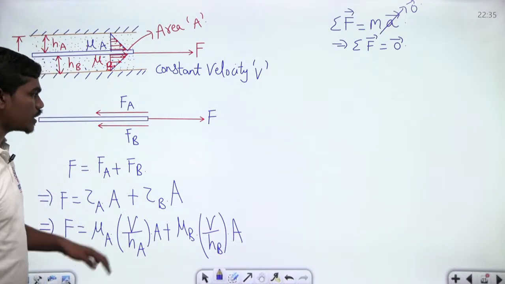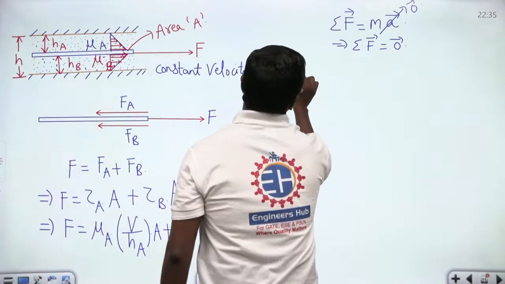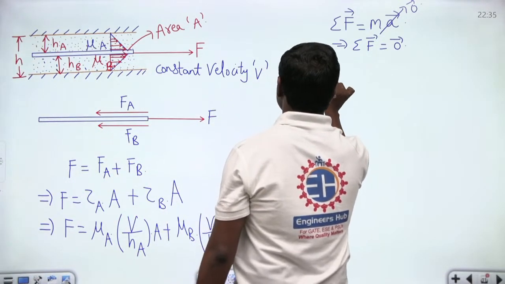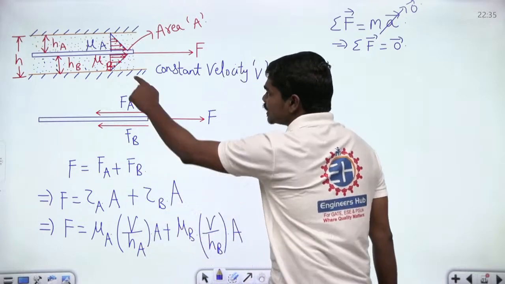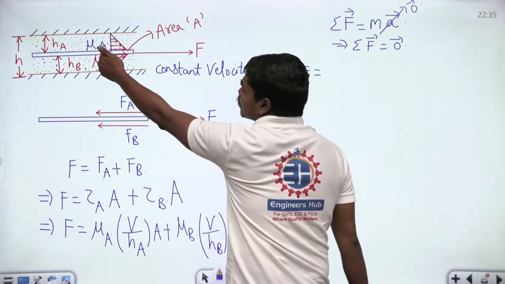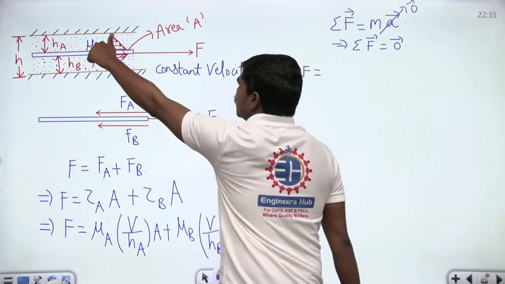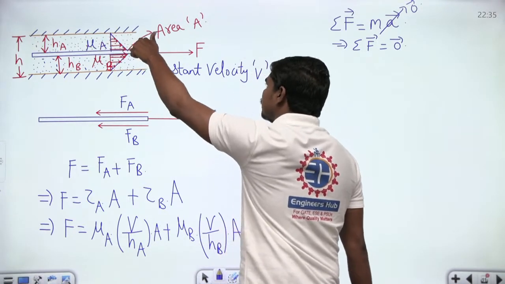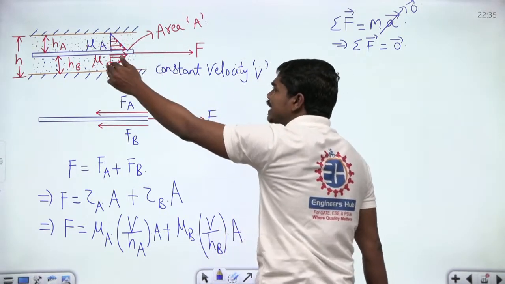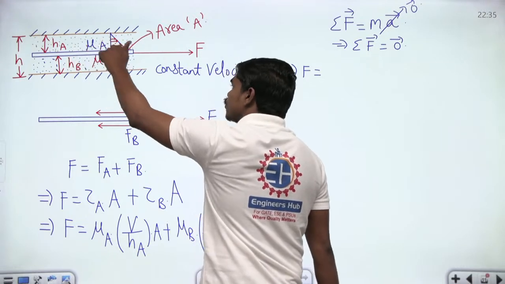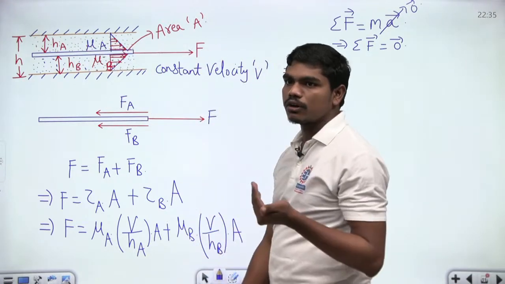So if you want to write the total force that's acting on the plate, you can write F is equal to, look, you know this velocity V is constant in both the cases, because if the plate is moving at some velocity V, then the layer on the top which is attached to this plate will also move at velocity V, and in the bottommost part also the fluid layer moves at velocity V, that is in contact with the fluid.